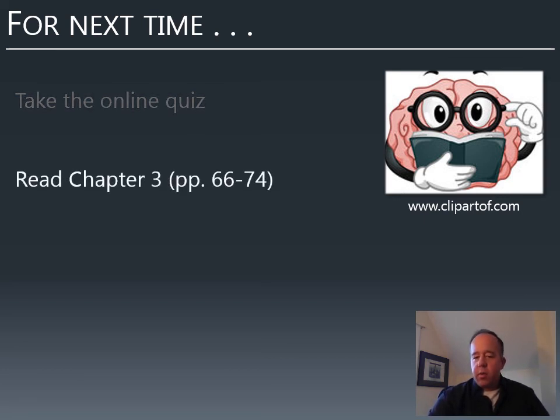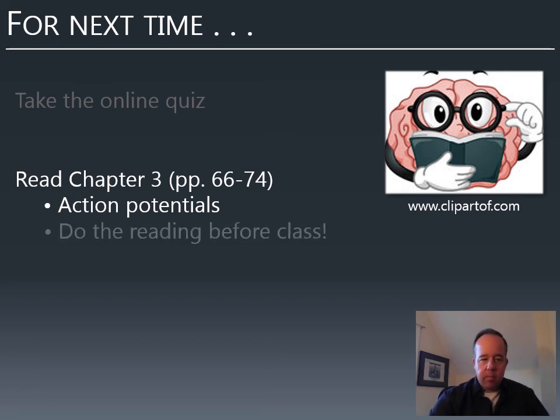Read chapter 3. Do the reading for next time after you've taken the quiz. So there we're going to start talking about action potentials, which are the electrical signals that travel down axons within a neuron. And as always, do the reading before lecture. It'll help a lot. Okay, that will do it for this lecture, and I will see you next time.